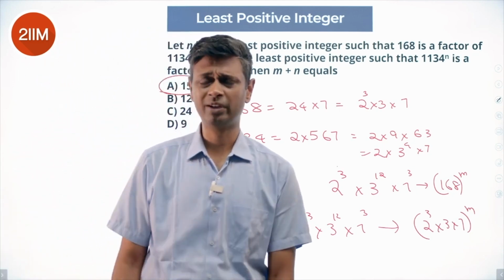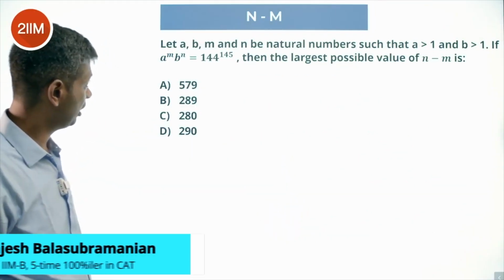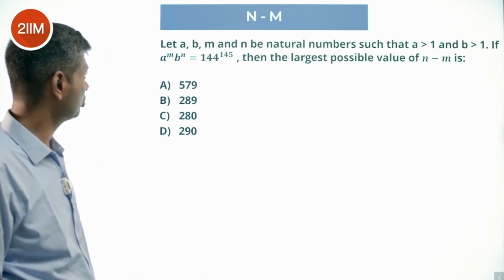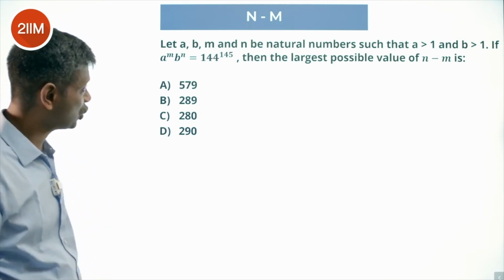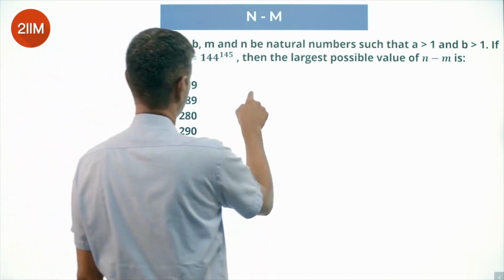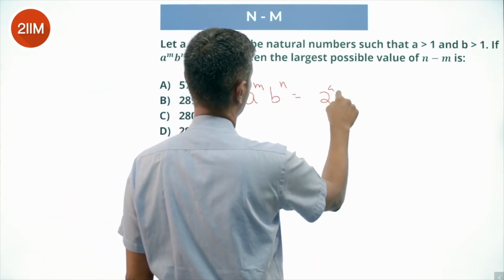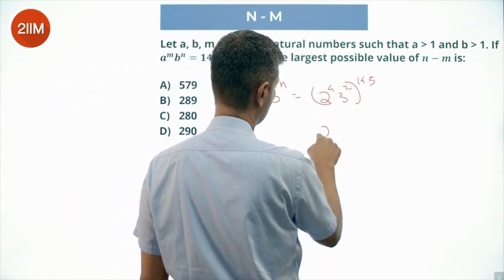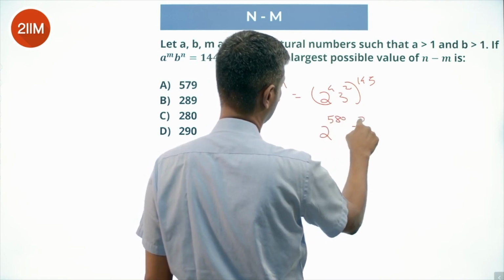Nice question. Once you prime factorize, just look at the numbers, look at the prime factorization, we are through. Let a, b, m and n be natural numbers such that a greater than 1, b greater than 1. If a power m into b power n is 144 power 145, find the largest possible value of n minus m. Very, very interesting. So a power m into b power n is 2 power 4 into 3 square, whole power 145, or it is 2 power 580 into 3 power 290.